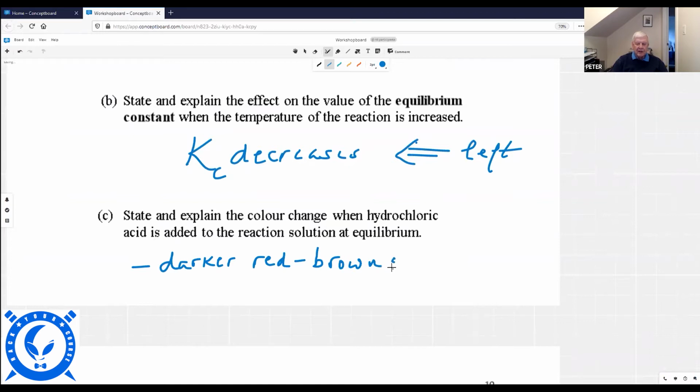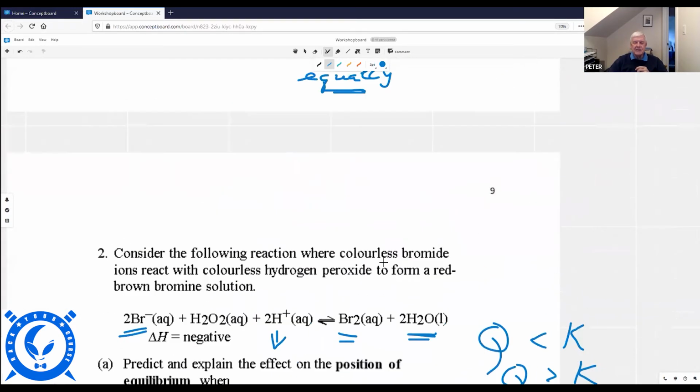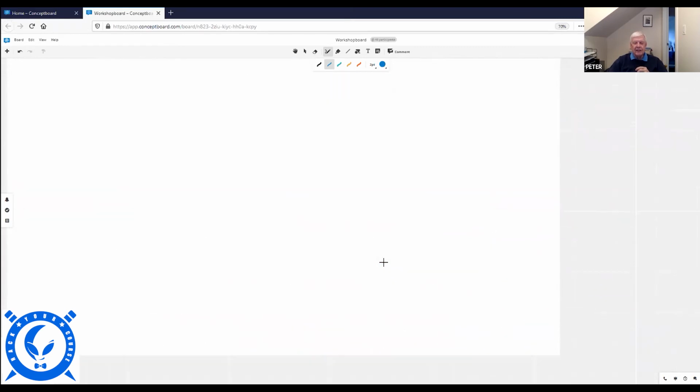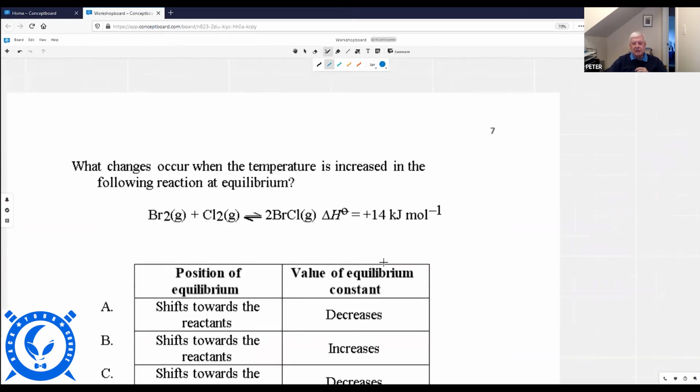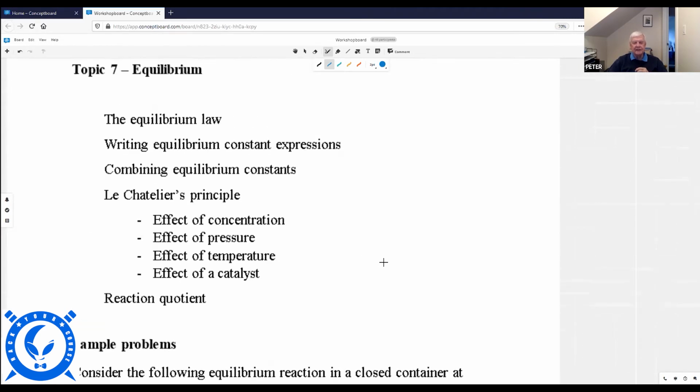And that's because you produced more bromine. So those are the typical sorts of questions that you see asked about systems at equilibrium, particularly applying Le Chatelier's principle. When you perturb an equilibrium, what happens?